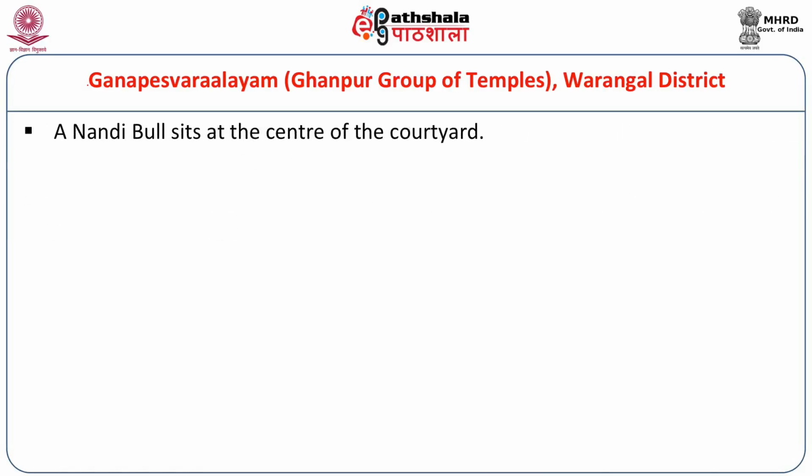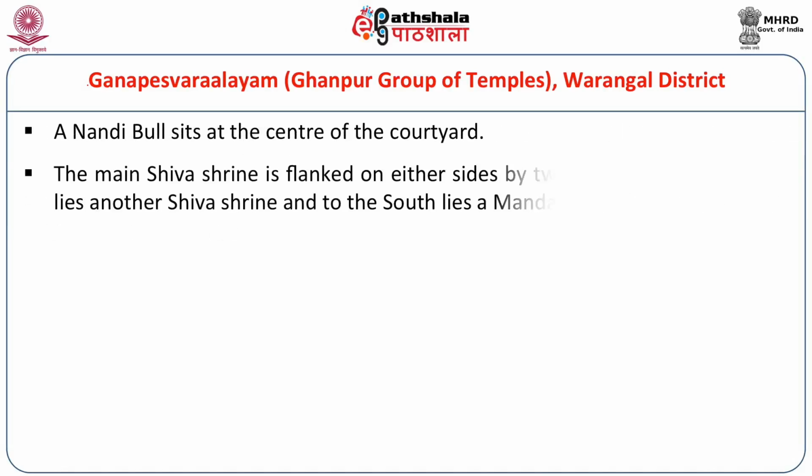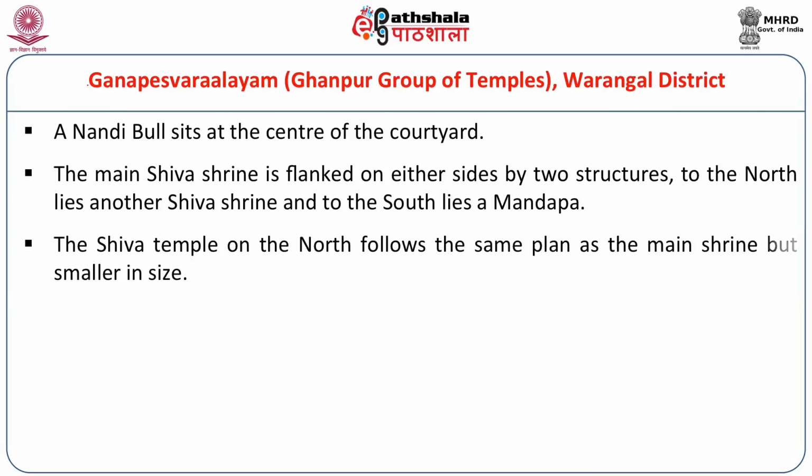The Nandi bull sits at the center of a courtyard, and the main Shiva shrine is flanked on either side by 2 structures. To the north lies another Shiva shrine, and to the south, a mandap. The Shiva temple on the north follows the same plan as the main shrine but smaller in size. The structure on the south is a mandap.